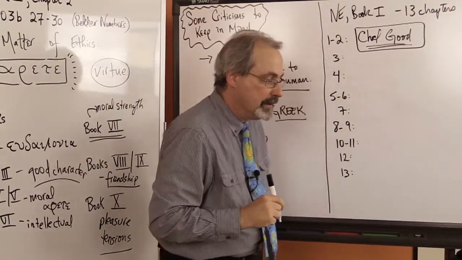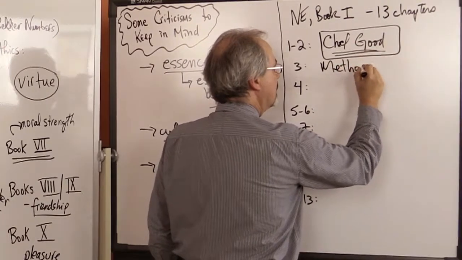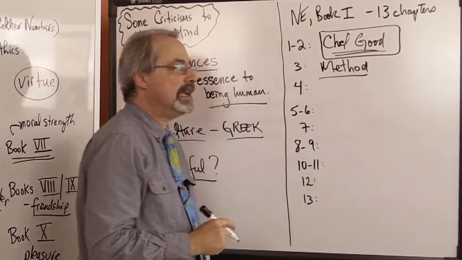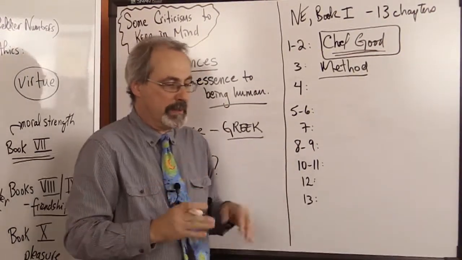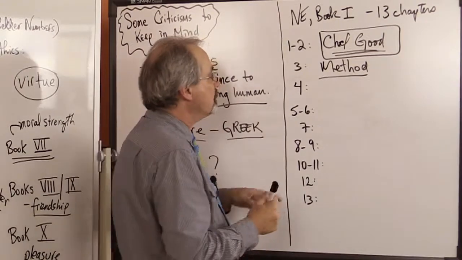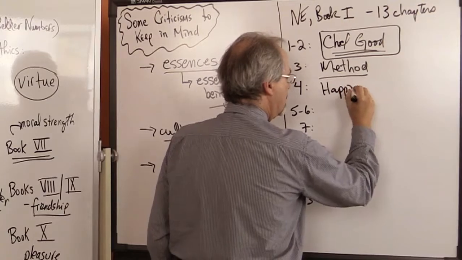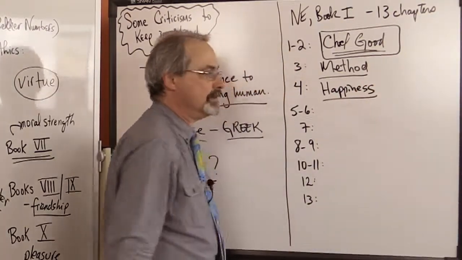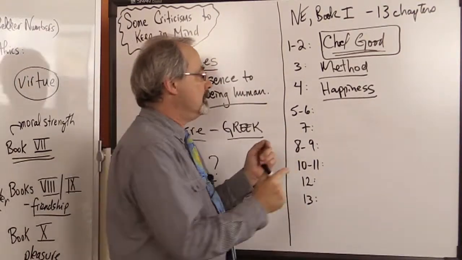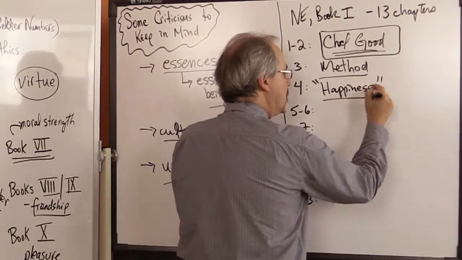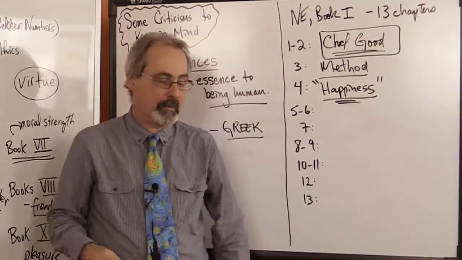What is that? Chapter 3, he's going to talk a little bit about method. Takes a little break. Aristotle gives us what the chief good is, then he takes a break, talks a little bit about method. Chapter 4, he returns again to the chief good and talks a little bit about happiness, right, which is the standard translation of eudaimonia. But I'm going to put it in scare quotes, so always be careful because we're really talking about eudaimonia.